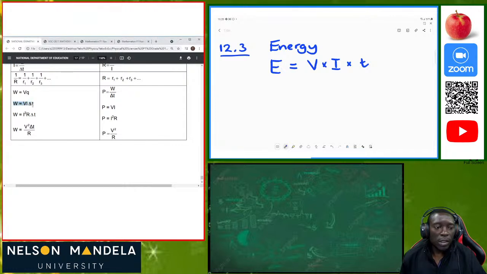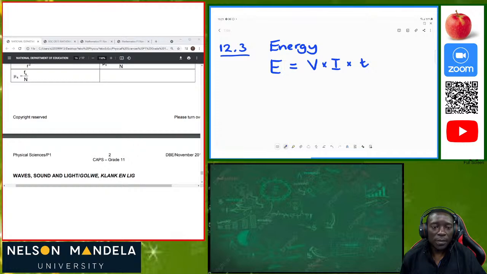So that energy is similar to this expression. Work and energy are equivalent. The work done by an electric source against a given resistance is given by V times I times change in time. So that's where we are getting that expression.